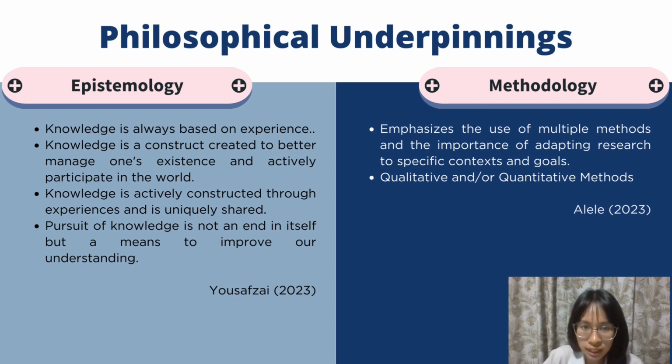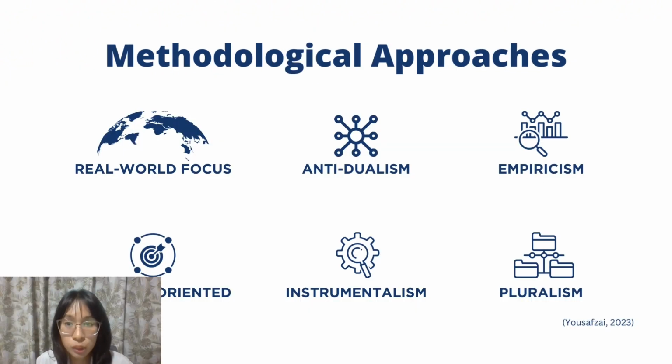Which is why in methodology, it emphasizes the use of multiple methods and the importance of adapting research to specific contexts and goals. And it uses both or either qualitative and quantitative methods. So pragmatism has a real world focus. It improves our understanding of the real world.